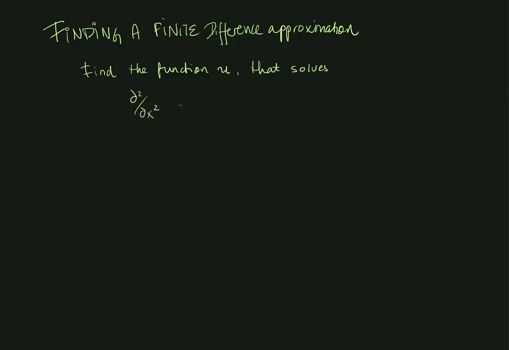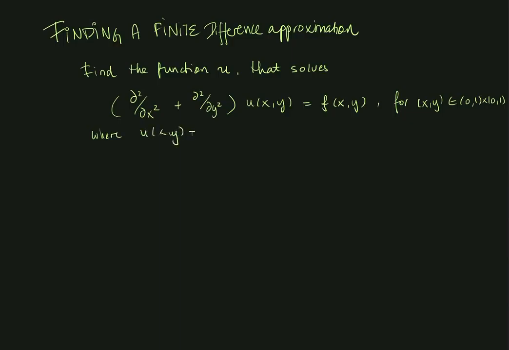The second derivative with respect to x plus the second derivative with respect to y of u is equal to some function f of x, y that we are given, for x and y on the unit square, which is the interval 0 to 1 cross product with the interval 0 to 1. And also where u is known to be 0 on the boundary of the unit square.